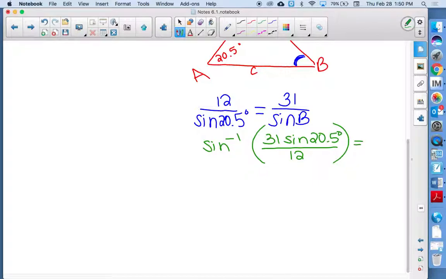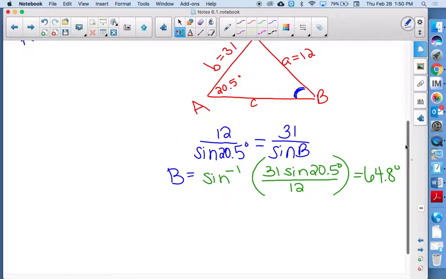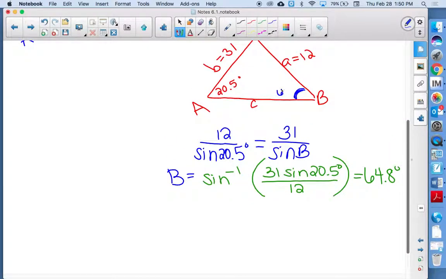Did you get an answer? I got 64.8. Yeah, 64 point what? 0.78, but I estimated 0.8. 0.8, perfect. And that is angle B. So up here in the diagram, we've got 64.8. So you have to find that one first because you know its counterpart. You know the part across from it.